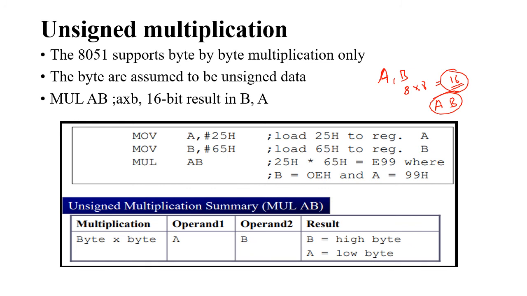A will hold the lower byte. Upper byte will be stored in the B register. For example, if you use MOV A comma #25H and MOV B comma #65H, the result after multiplying 25 by 65 in hexadecimal is 0E99. So this 99 will be present in the accumulator and 0E will be present in the B register. So it is possible to store the entire 16-bit result using the two registers A and B.